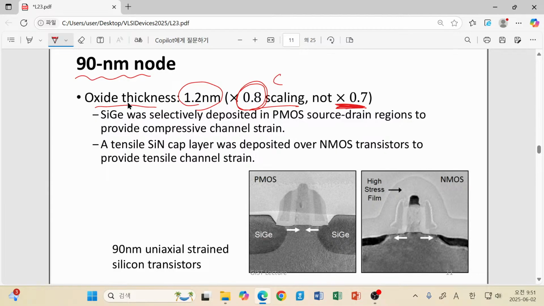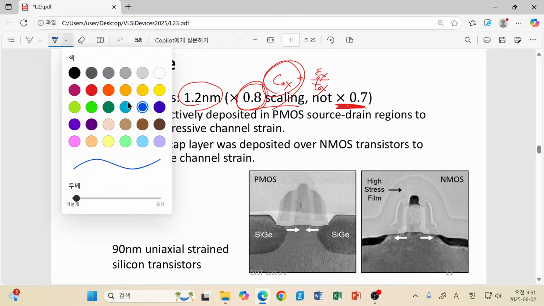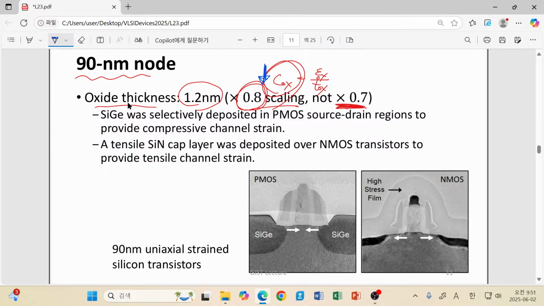Since Cox is given as epsilon oxide divided by Tox, oxide thickness, if we reduced it by a factor of 0.7, we would get an increase of the expected oxide capacitance. But now it is less, so what we have obtained is that Cox is not scaled as expected. It means that we cannot get a sufficient amount of electrons expected for the new technology.